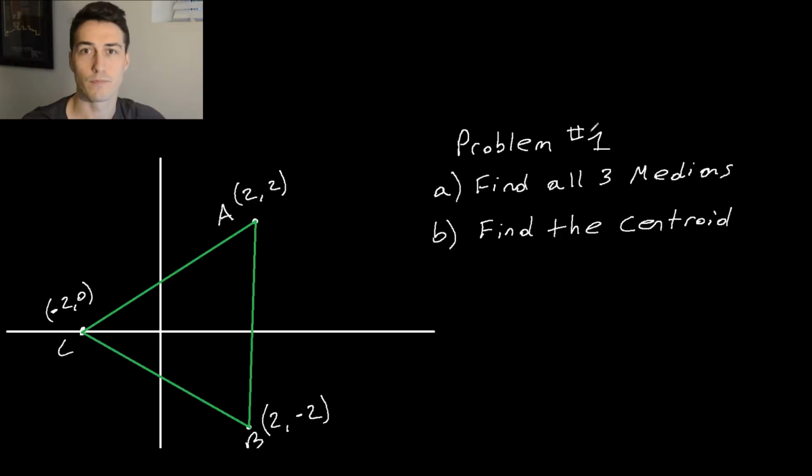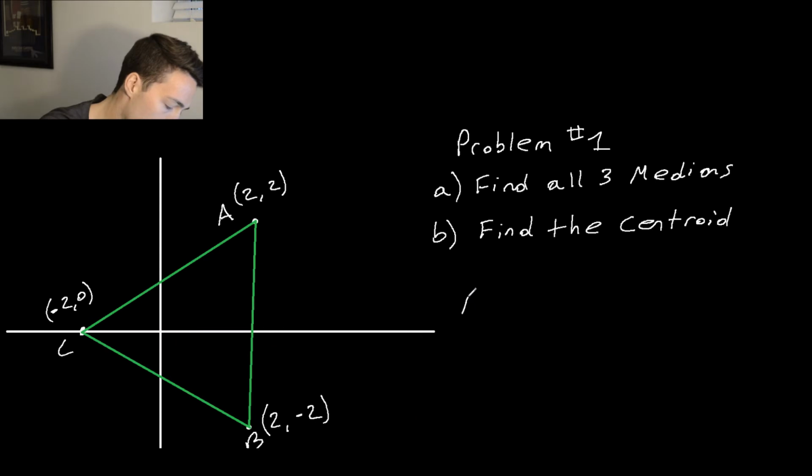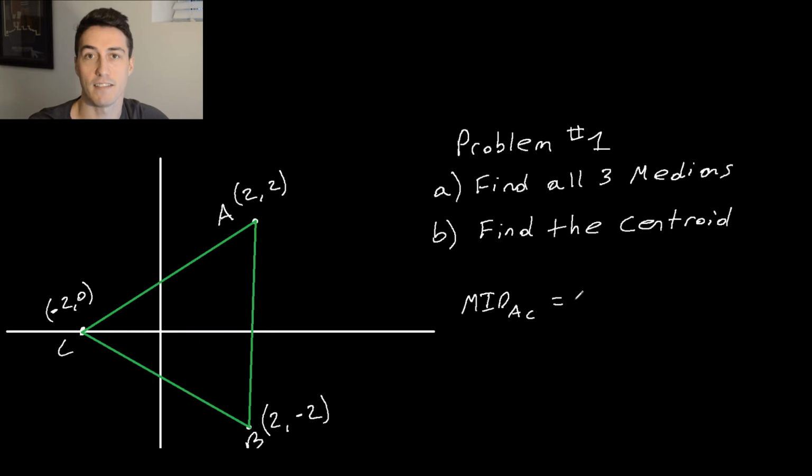So for problem 1, we're asked to find all three medians of this ABC triangle and find the centroid. For medians, the first step is to find the midpoint of all three sides. I'm going to start with line AC. The midpoint of AC is going to equal half the distance in the x direction of AC and half the distance in the y direction. There's a formula for this, but if you really understand what a midpoint is, it's half the distance of the line, which corresponds to half the x distance and half the y distance.